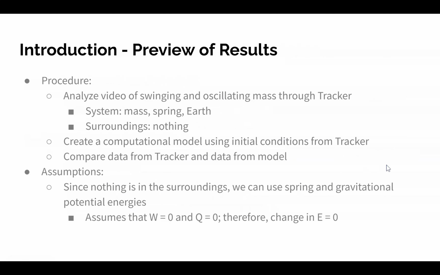My procedure involved analyzing a video of a swinging and oscillating mass through Tracker, where my system was the mass, the spring, and Earth, and the surroundings were nothing. Using the initial conditions from Tracker, I created a computational model, graphed data from the two, and compared those graphs. My assumptions were that since nothing is in the surroundings, I could use spring and gravitational potential energies and assume that work is equal to 0 and thermal energy is equal to 0, and therefore that the change in total energy is equal to 0.